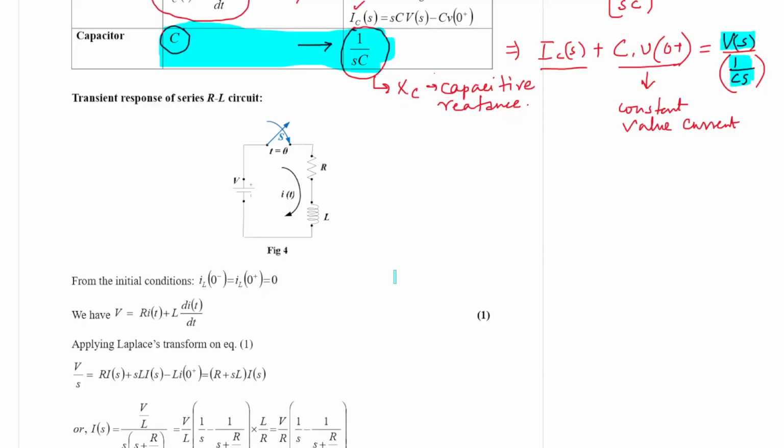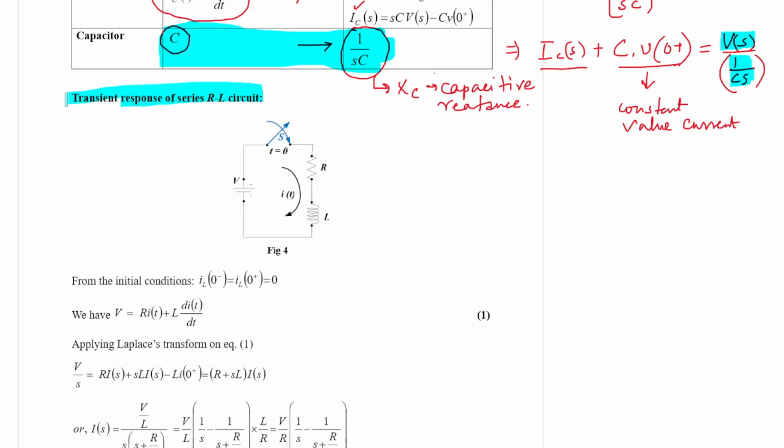Welcome friends. So we are discussing module 9 of network theory, application of Laplace transform to solve transient response of electrical network. So with continuation to the previous session, now let us discuss the transient response of series RL circuit.